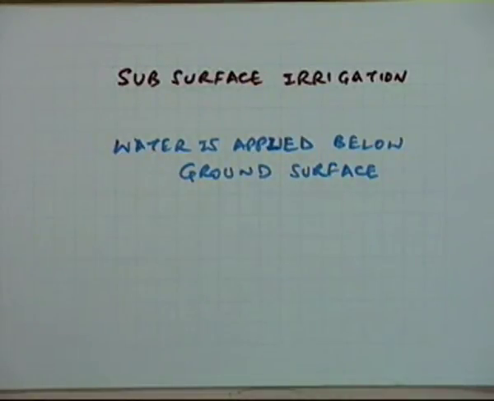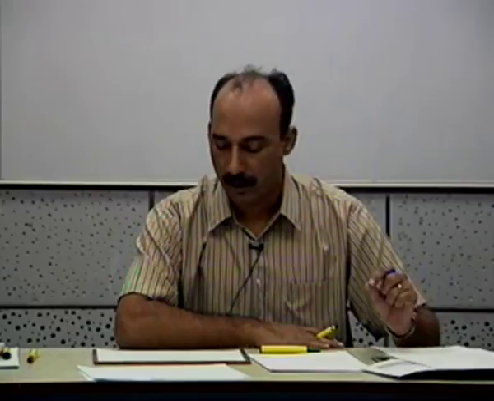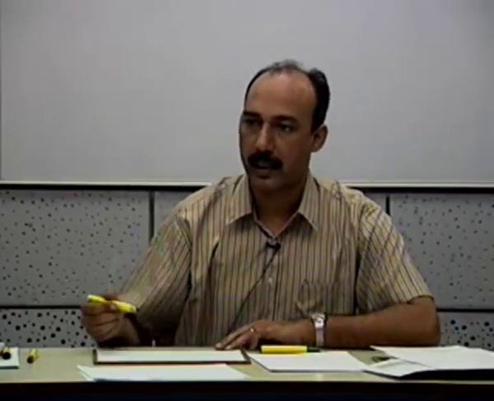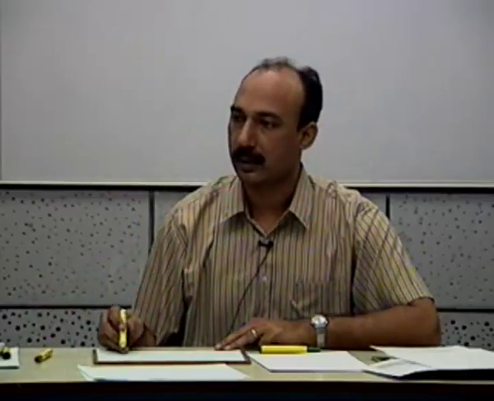In the case of surface irrigation method, we have seen that we are making use of the gravity flow, but the water is traveling over the surface of the soil or the ground. Whereas in the case of subsurface irrigation, the water is not traveling over the surface of the ground, but is traveling within the ground surface and below the ground surface. Now, what kind of method can this be?